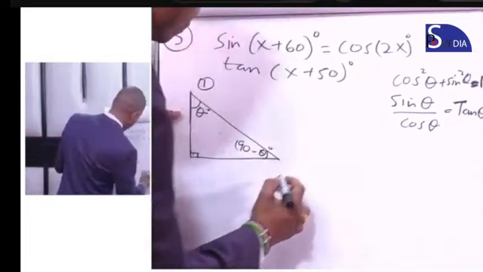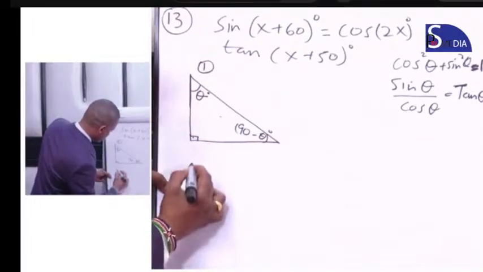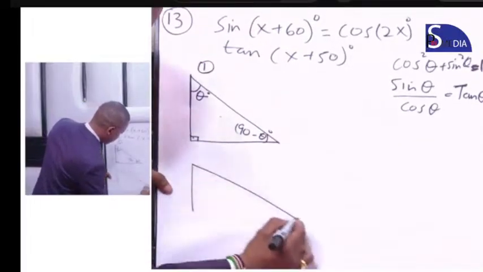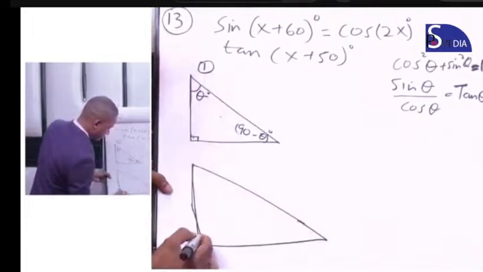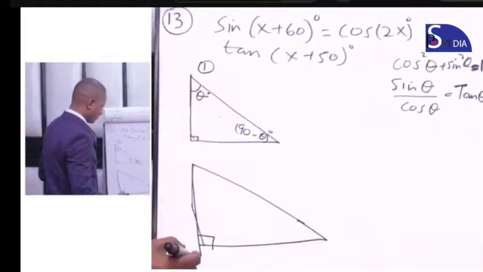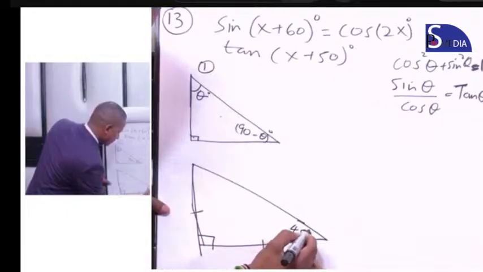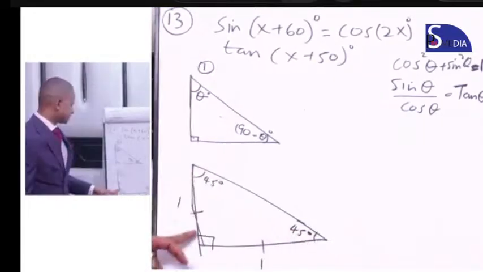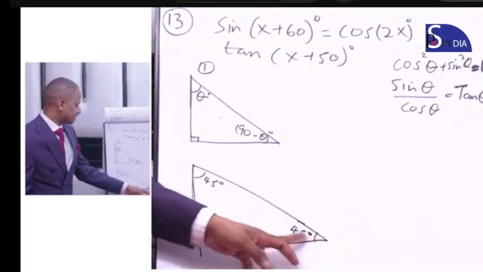Second identity triangle is this. Sorry, this is 90. My drawing is in a curve, but it is okay. This is 45 degrees. This angle is also 45. The hypotenuse is the square root of height squared plus length squared.